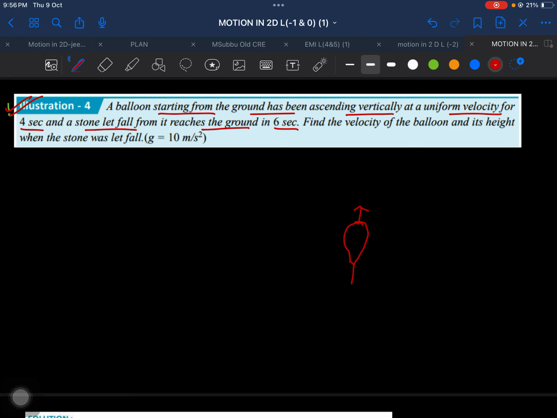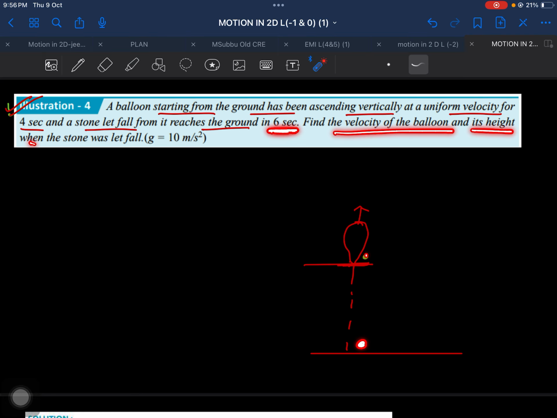Suppose this is your ground, and this balloon is ascending from the ground, and in 4 seconds it will reach some height, and from this balloon a stone has been dropped. Suppose the balloon reached this height, and at this particular point a stone has been dropped from the balloon, and this stone reaches the ground in the next 6 seconds. So you have to find the velocity of the balloon and its height when the stone was let fall.